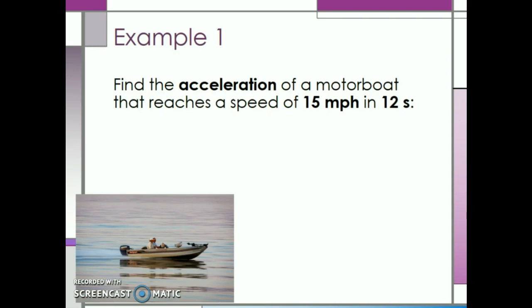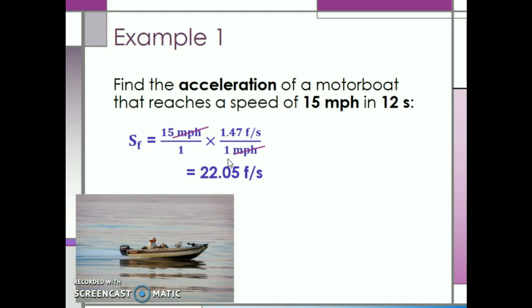We will start out by writing 15 miles per hour as a fraction over 1. Then, since miles per hour is in the numerator initially, we will put miles per hour in the denominator of our conversion factor. We know that 1.47 feet per second is equal to 1 mile per hour, so we can fill in those numbers, cross out the unwanted units of miles per hour, and multiply across. This gives us 15 miles per hour is equal to 22.05 feet per second.